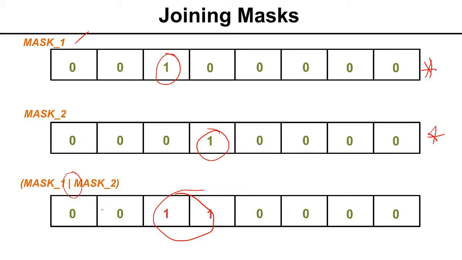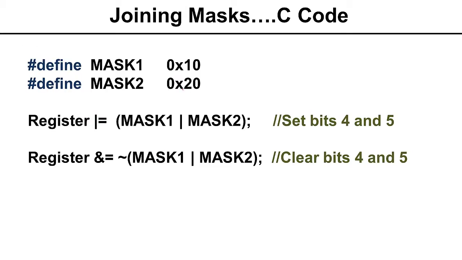Because the reality is, when you do something like this, the compiler doesn't do it in real time. It doesn't actually compile it to code. It says, well, this is a constant, this is a constant. It ORs them together during compile time and generates that composite mask for you. So in C code, we could define a macro. If you don't know it, pound define.